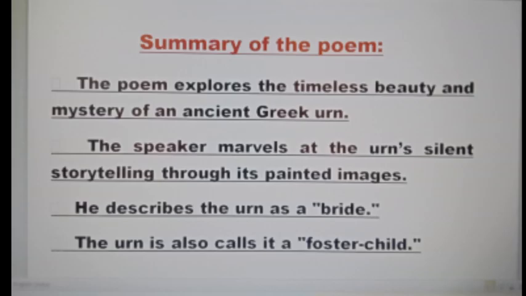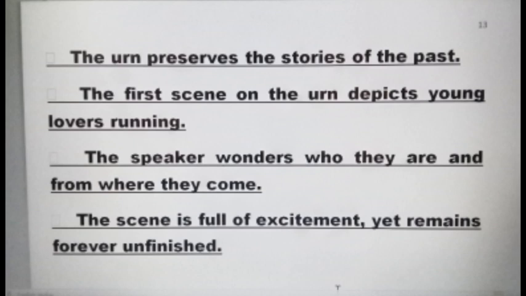Summary of the poem. The poem explores the timeless beauty and mystery of an ancient Greek urn. The speaker marvels at the urn's silent storytelling through its painted images. He describes the urn as bride. The urn is also called a foster child. The urn preserves the stories of the past.